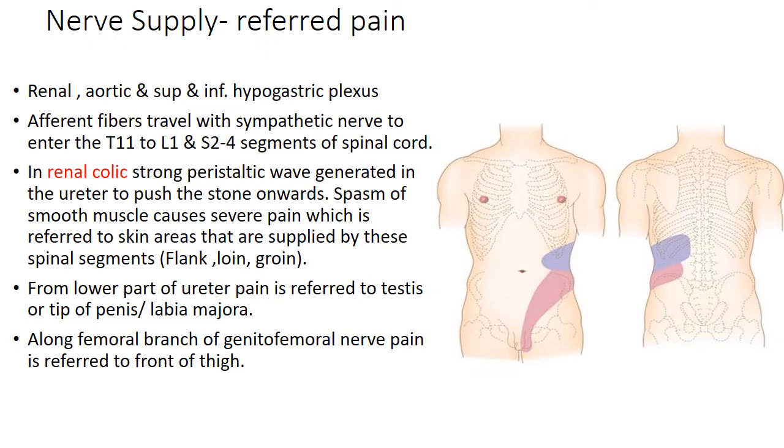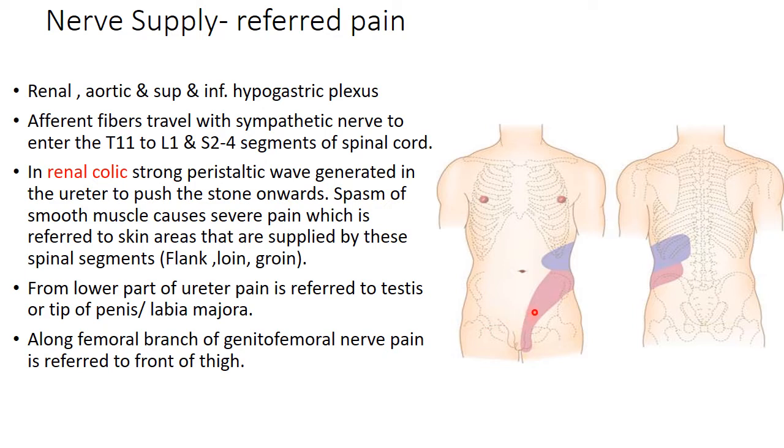Now, coming to the nerve supply. The ureter receives fibers from the renal, aortic, superior and inferior hypogastric plexus. Afferent fibers travel with the sympathetic nerve and enter the 11th thoracic to first lumbar level of the spinal cord and the S2 to S4 segments of the spinal cord.